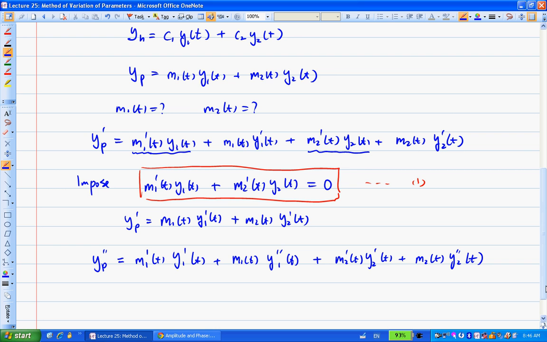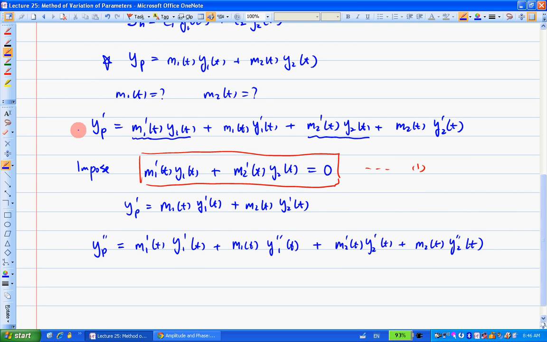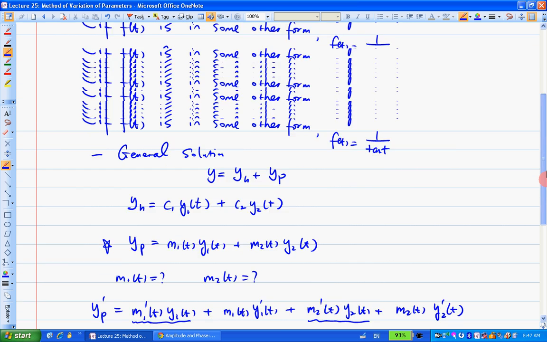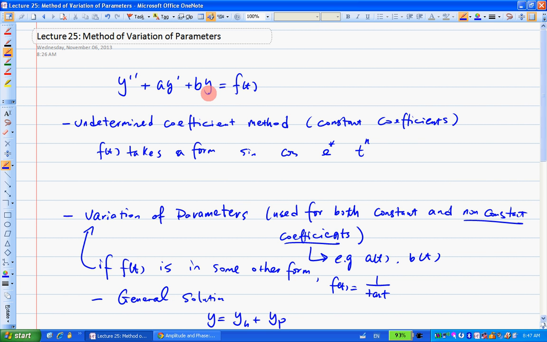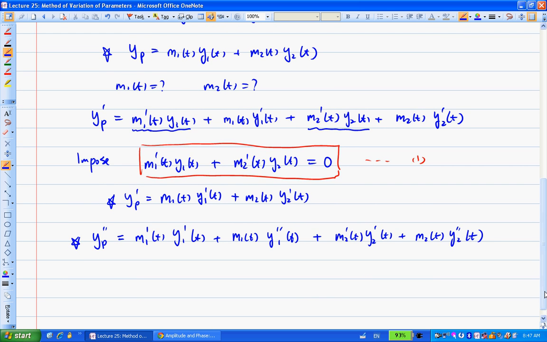Now we're not going to impose anything at this stage, so just let the yp double prime be as it is. Now we have yp, yp prime, yp double prime. We have the three things here. Then we're going to substitute these three things back into this one, which we call equation star.